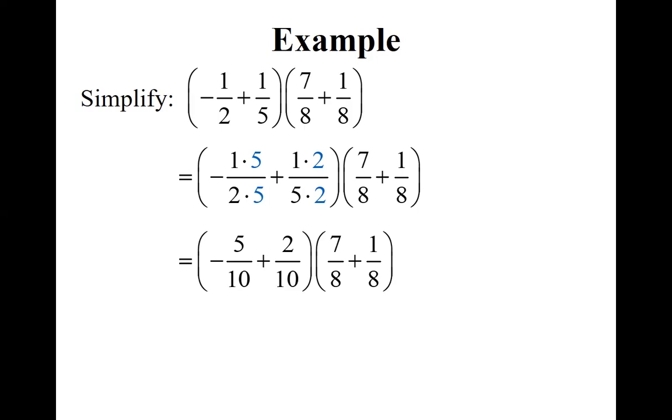Now everything in both sets of parentheses has a common denominator. We can add them. In the first group, -5 of them plus 2 of them is -3 of them, so -3/10. And in the second grouping, 7/8 plus 1/8 is 8/8. Well, 8/8 is 1, and anything times 1 is itself. So our answer is -3/10.